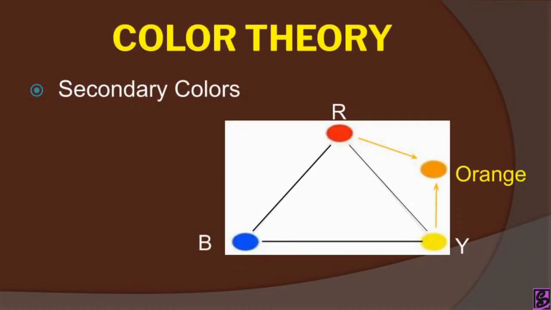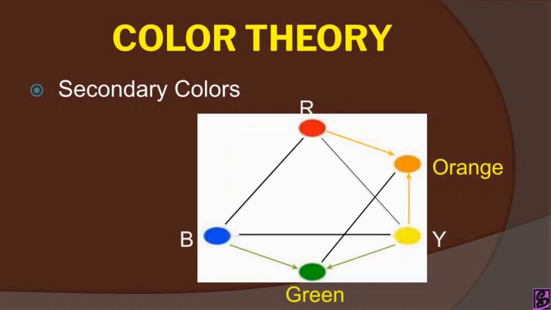Secondary colors are actually the combination of two primary colors, as shown here. With the combination of two primary colors, red and yellow, a secondary color is produced, that is orange. Another secondary color is green, which is produced by the combination of two primary colors, yellow and blue.